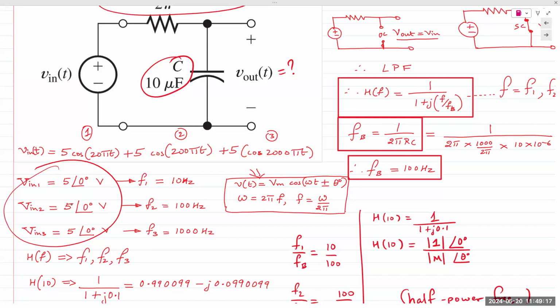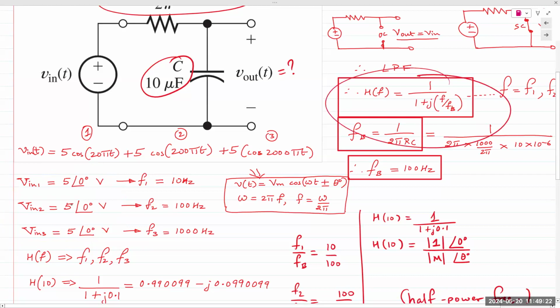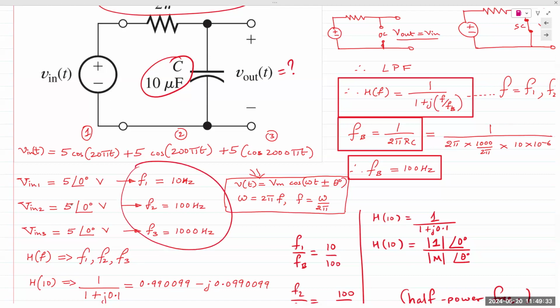And we extract information about frequency in hertz because our transfer function is a function of frequency in hertz. So we want to obtain f1, f2, and f3. We take omega, equate it to 2 pi f. So 200 pi equals 2 pi f1. 200 pi equals 2 pi f2. 2000 pi equals 2 pi f3. All 3 equated gives us 10 hertz, 100 hertz, and 1000 hertz. Now we know which frequencies we have to analyze.